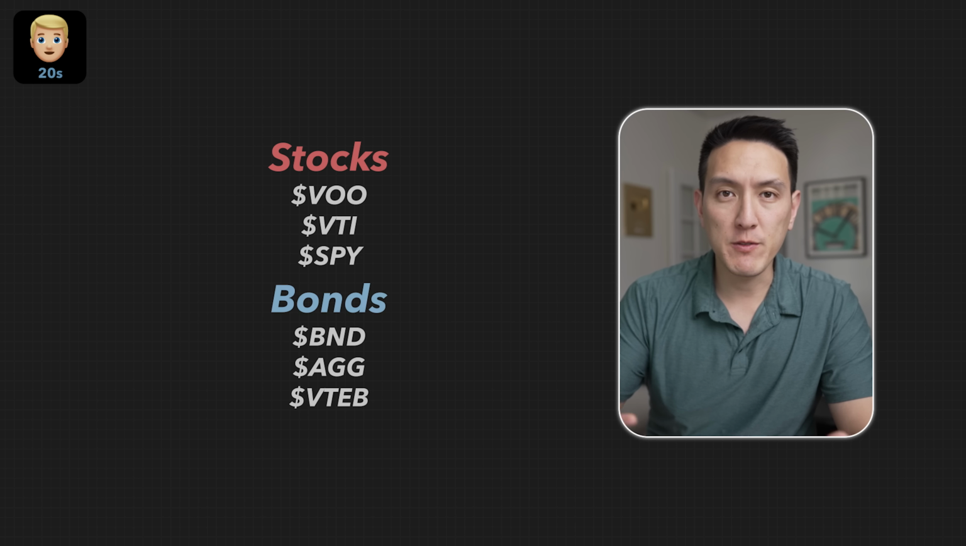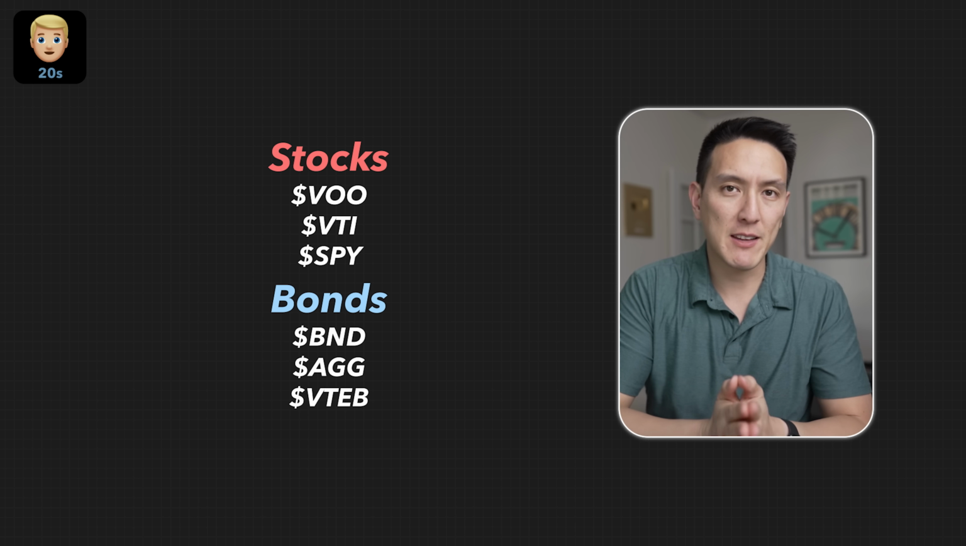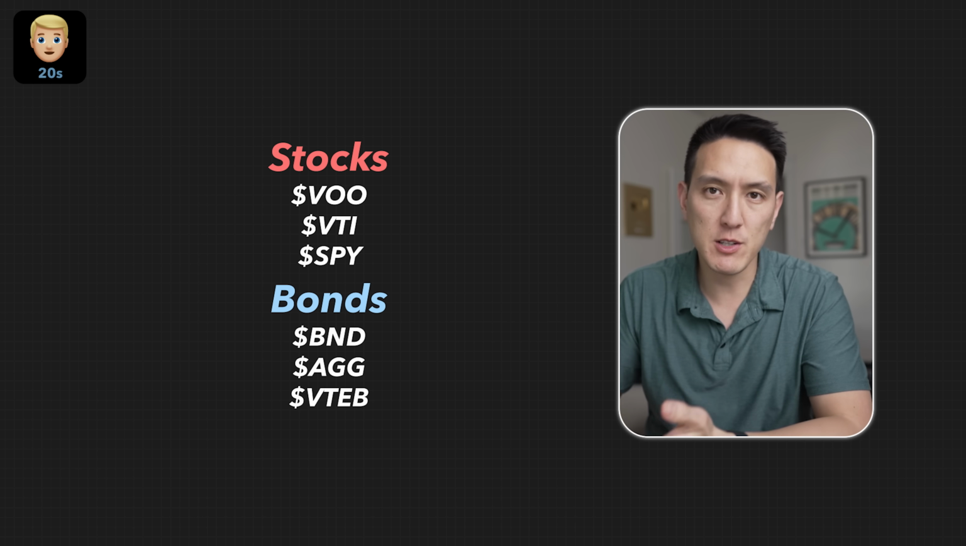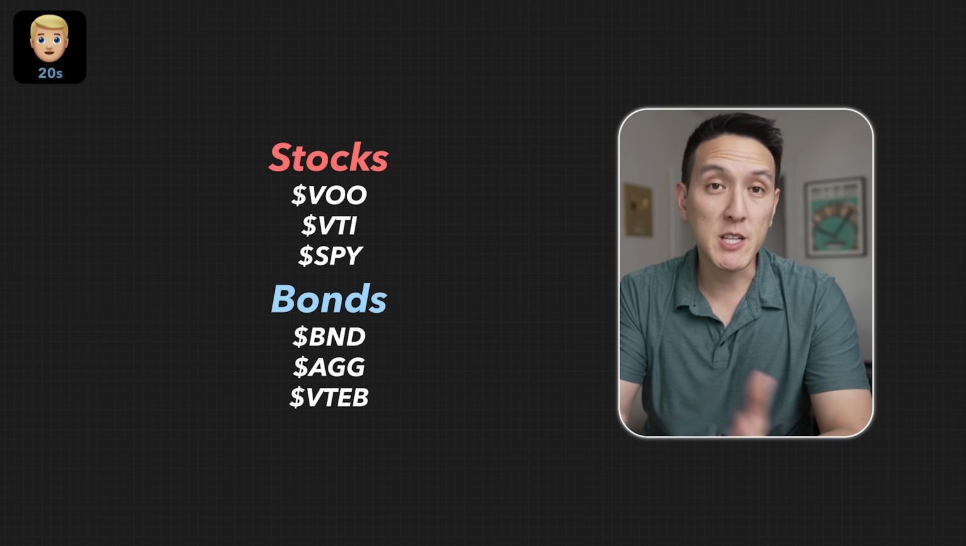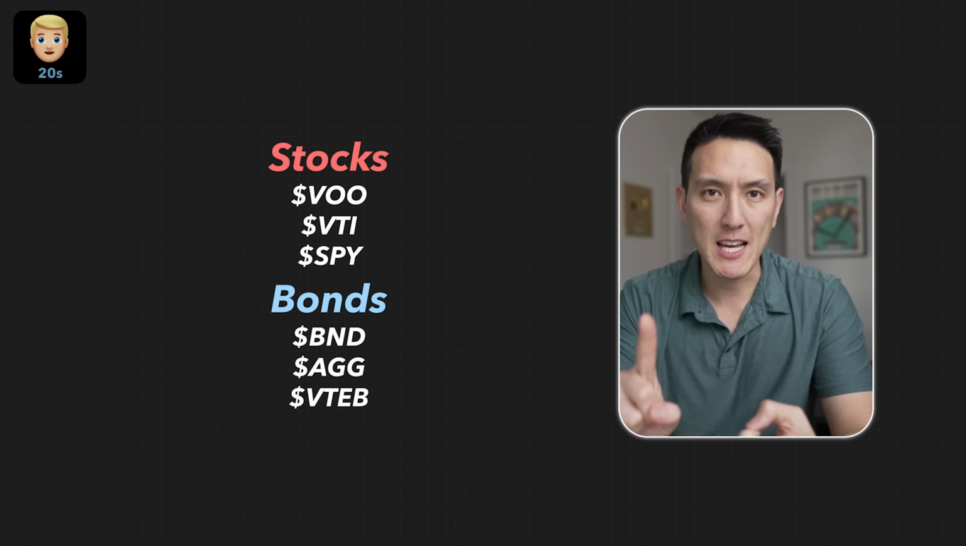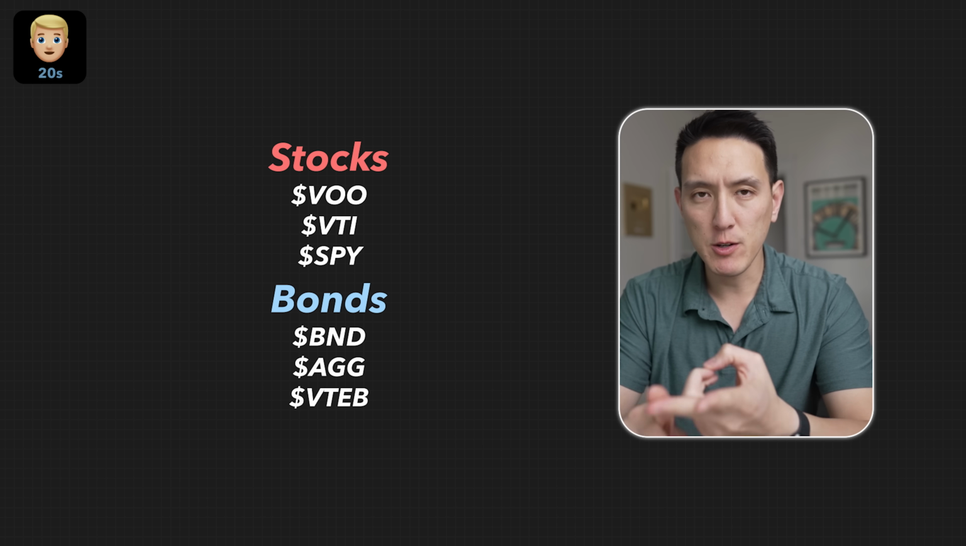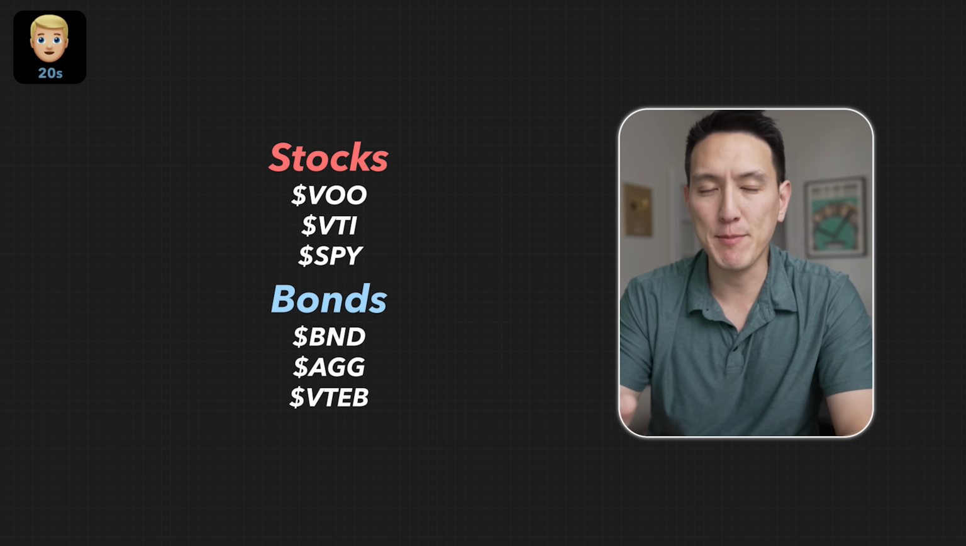Now, in terms of what to invest in when it comes to stocks or bonds, we're going to be investing in index funds that track the stock market index or index funds that track the bond market index as well. Some ticker symbols of great index funds for stocks include VOO, VTI, and SPY. For your bond funds, you can go with something like BND, AGG, or even Vanguard's tax exempt bond fund, which is ticker symbol VTEB.